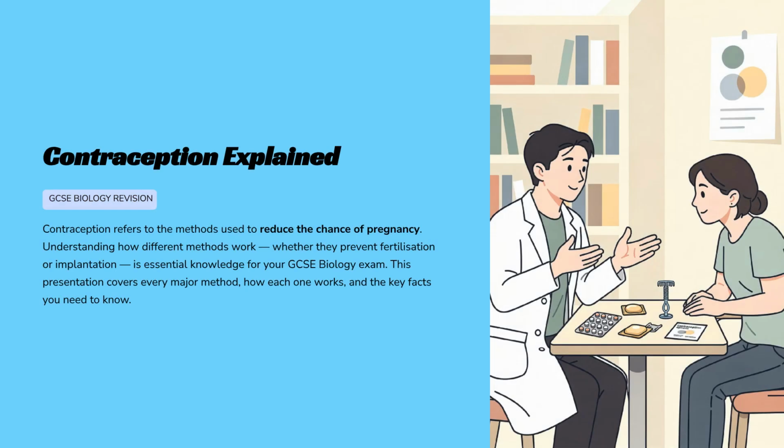Contraception refers to the various methods used to reduce the chance of pregnancy. Understanding how these methods work, whether by preventing fertilization or implantation, is essential for your GCSE Biology exam. In this video, we will explore the major types of contraception and the key facts you need to know.